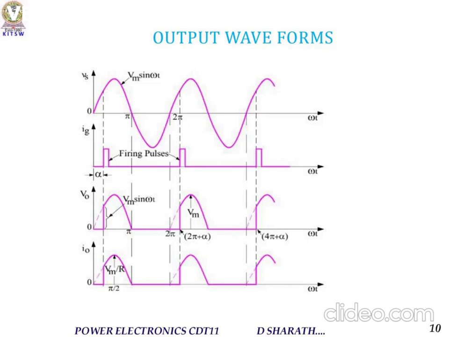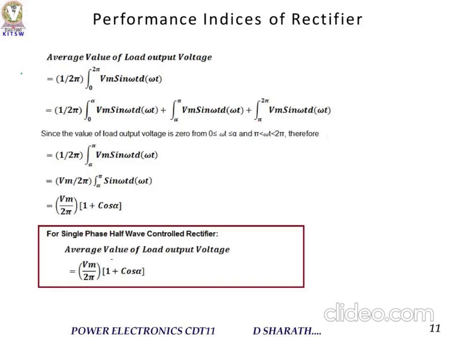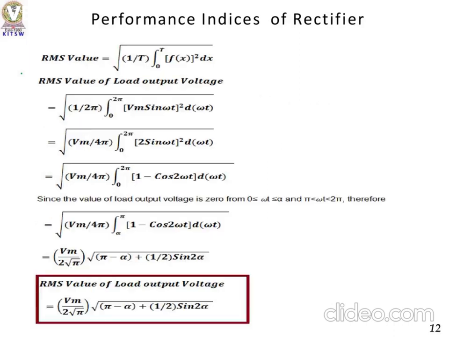This is the input sinusoidal waveform. We are giving the pulses at some firing angle, and at that instant we get this type of output waveform. Coming to calculations, the average value of the load output voltage is given by one over the total time period times the integral of Vm sin omega t dt. By solving this, the output voltage is Vm by 2 pi times 1 plus cos alpha. For single phase, the average value of output voltage is Vm by 2 pi times 1 plus cos alpha.